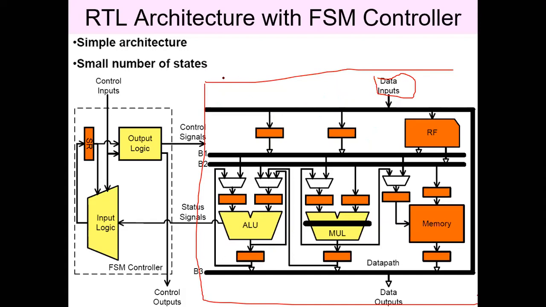buses. These are the different buses. Here we have 3 buses. In this particular data path, we have B1, B2, and B3. These are the 3 buses in this data path. The input ports are connected to bus 3. Data inputs will be connected to bus 3.